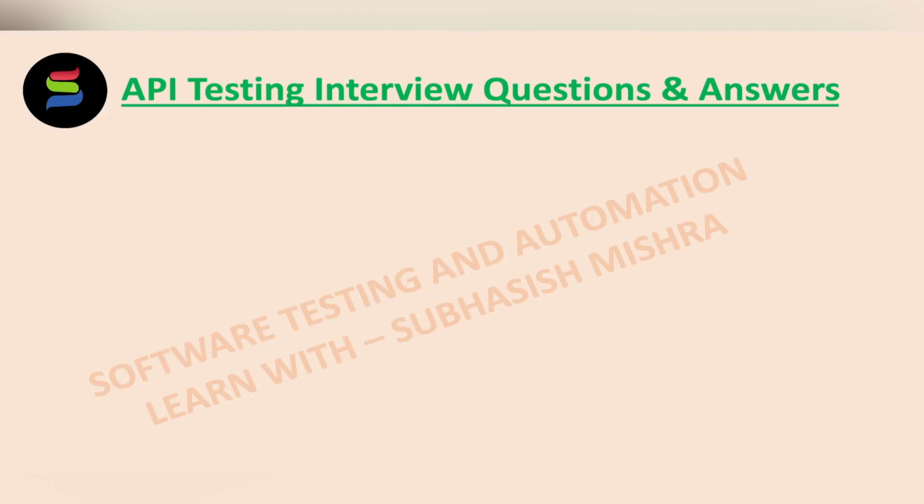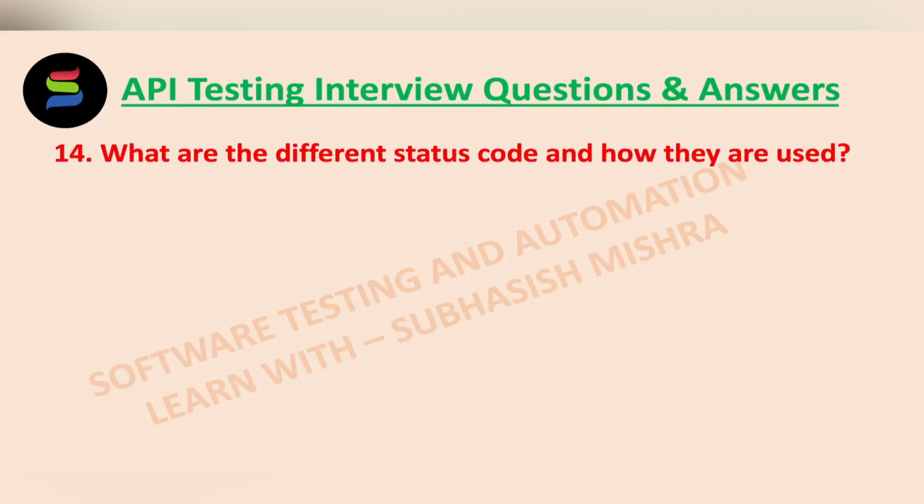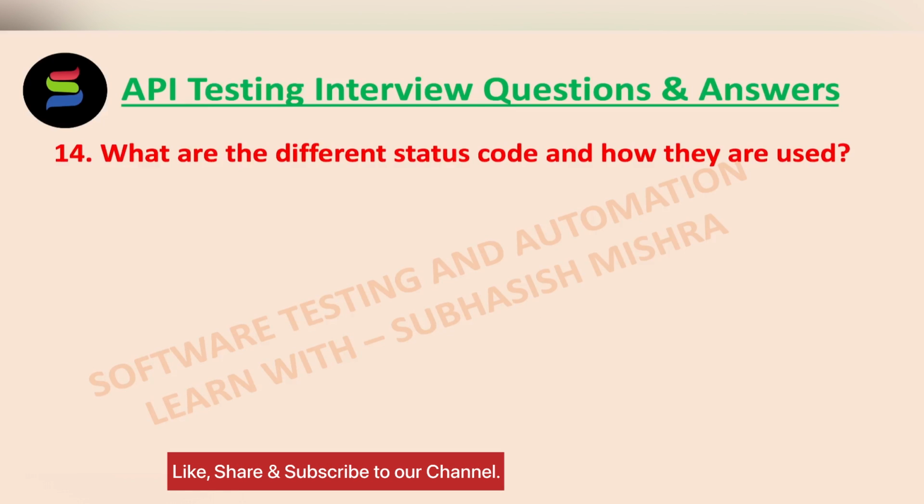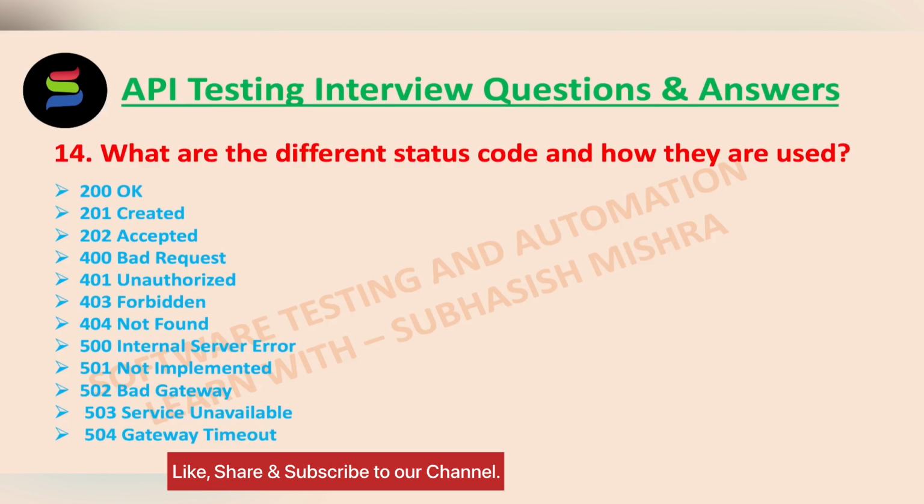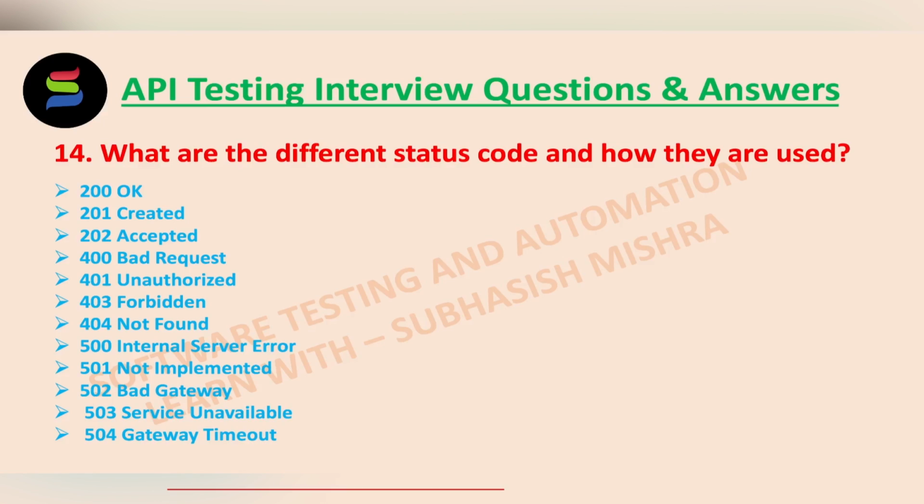We will move to the next question. What are the different status codes and how are they used? We have different series of status codes, for example the 200 series, 400 series, 500 series. For 200, the very popular one is 200 OK, then 201 Created, 202 Accepted. 200 OK means the request is OK. In case of your GET method or your PUT method, you can get this 200 OK. Then 201 Created means the request is complete and a new resource is created.